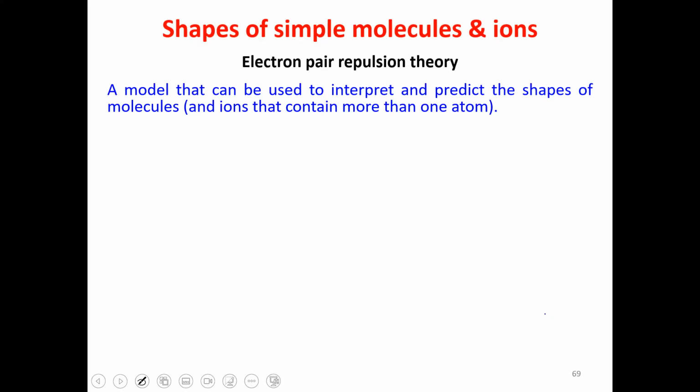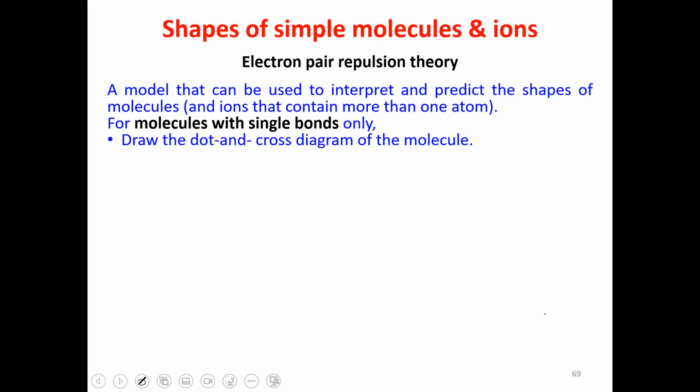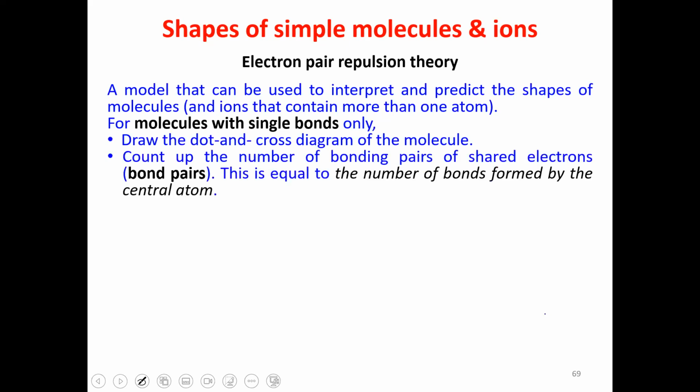Basically, electrons in their orbitals exist in pairs, and when they exist in pairs, they have repulsion between them, which makes them spin around, or electron spin, as it's called. The shared pairs of electrons and the non-bonding electrons naturally repel each other. Electron pair repulsion theory says that a molecule adopts a shape with minimum repulsion between electrons. For molecules with single bonds only, draw the dot and cross diagram, then show the bond pairs.